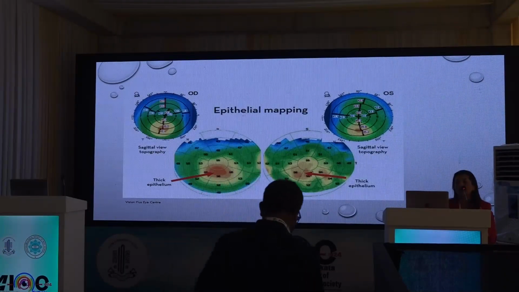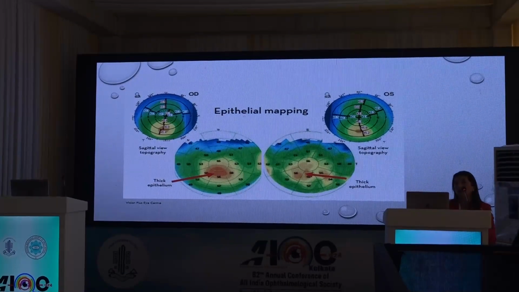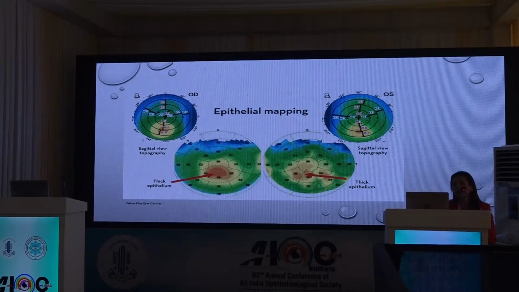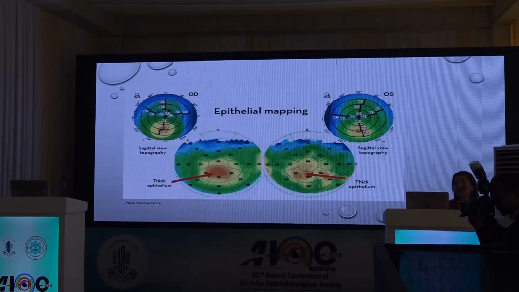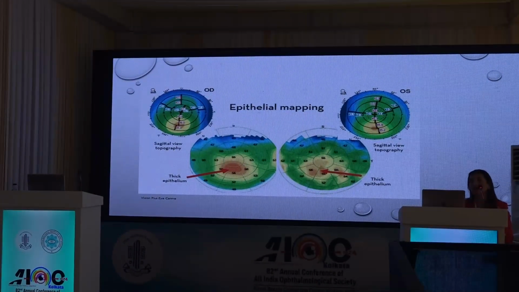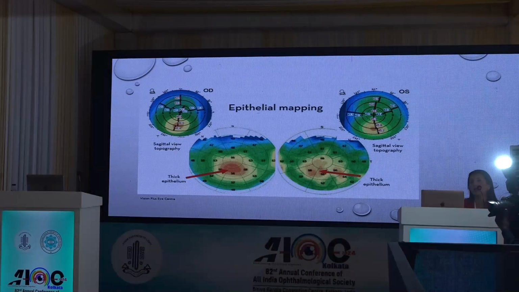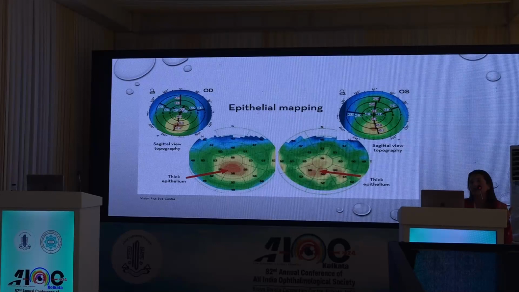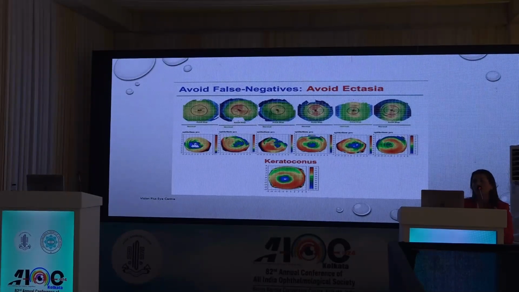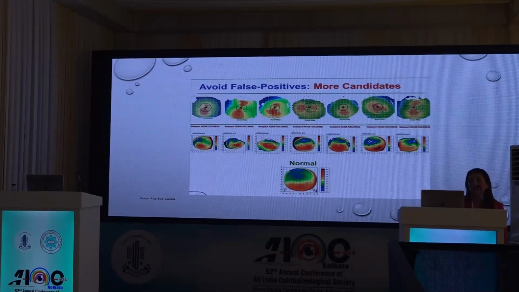So this is another case where you can see that there is an inferior steepening, and you may think this is a case of keratoconus. But when you do the epithelial mapping, you find that the epithelium is actually thick. So this patient is a normal case. He may have been a contact lens user. He may have dry eyes, which may be causing a thicker epithelium, and that may present as an inferior steepening. So these patients can be candidates for LASIK, which you may otherwise reject. So we need to avoid the false negatives. We need to avoid the false positives, so that those patients who are actually normal are not falsely labeled as keratoconus suspects.